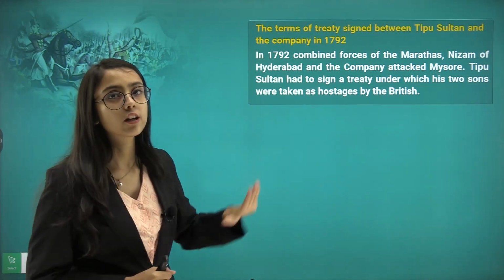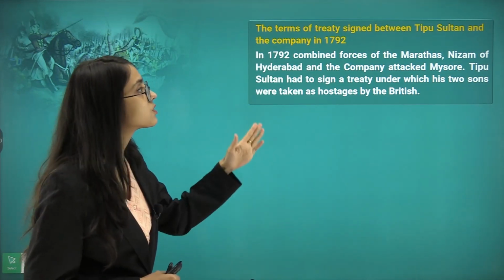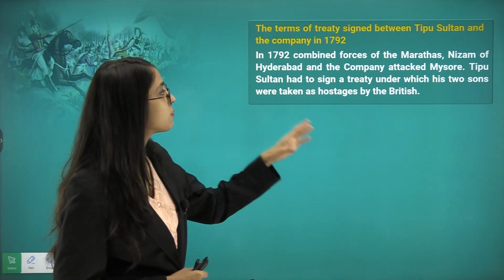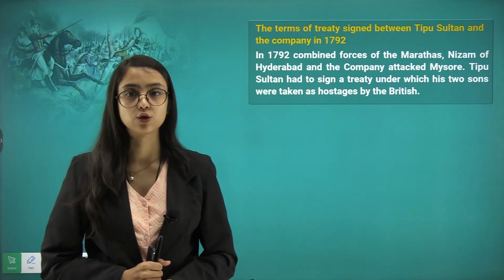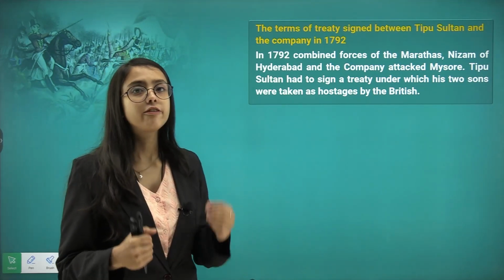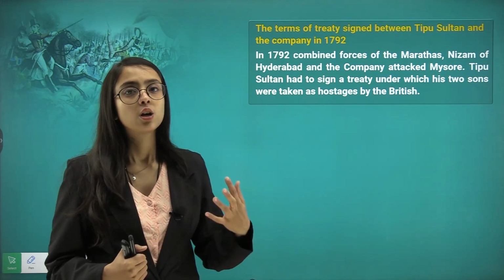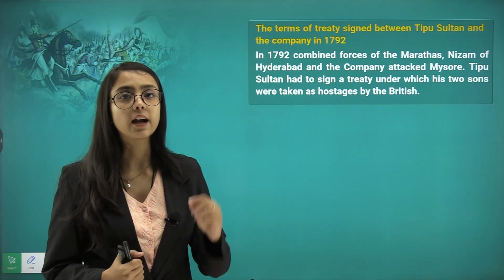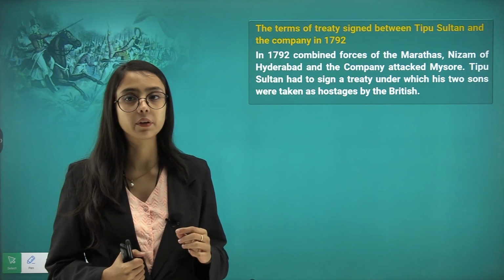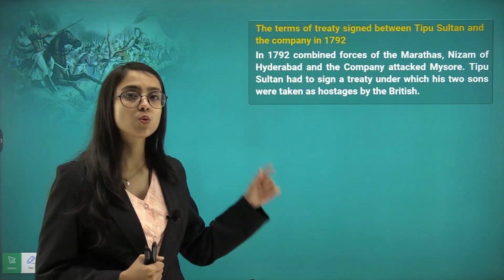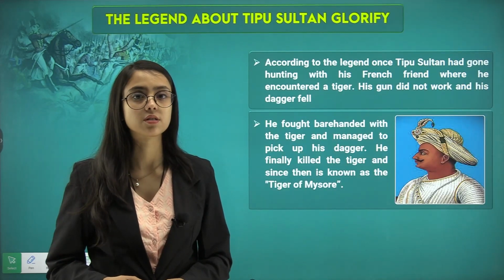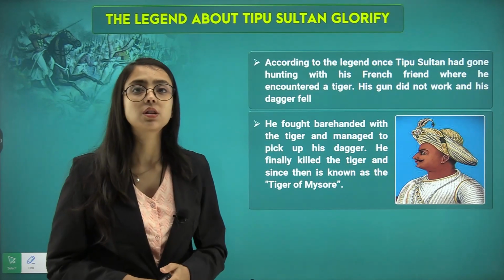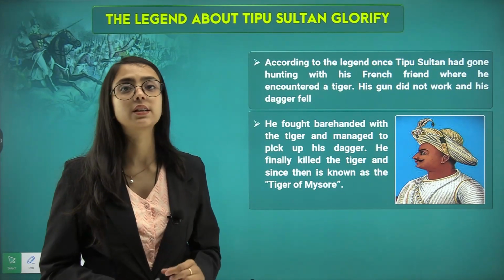In 1792, in the battle, the forces of the Marathas, the Nizam of Hyderabad and the company collectively attacked Mysore. As a result, he lost the battle, and he had to sign a treaty with the company under which his two sons were held as hostages by the company and the British.